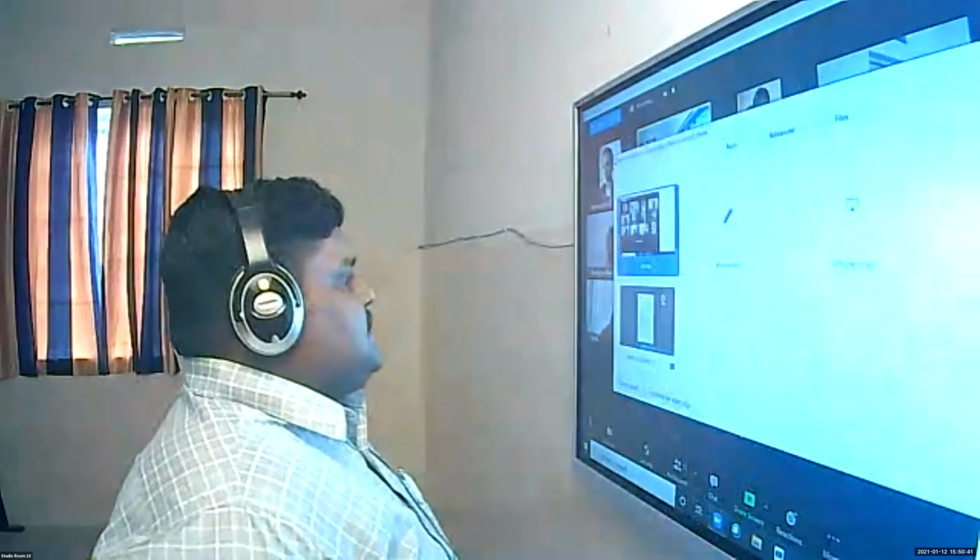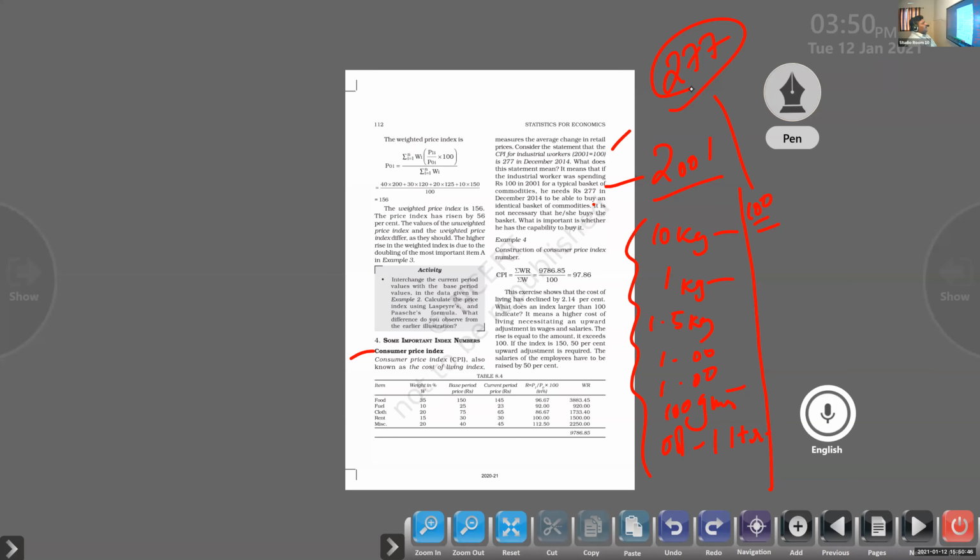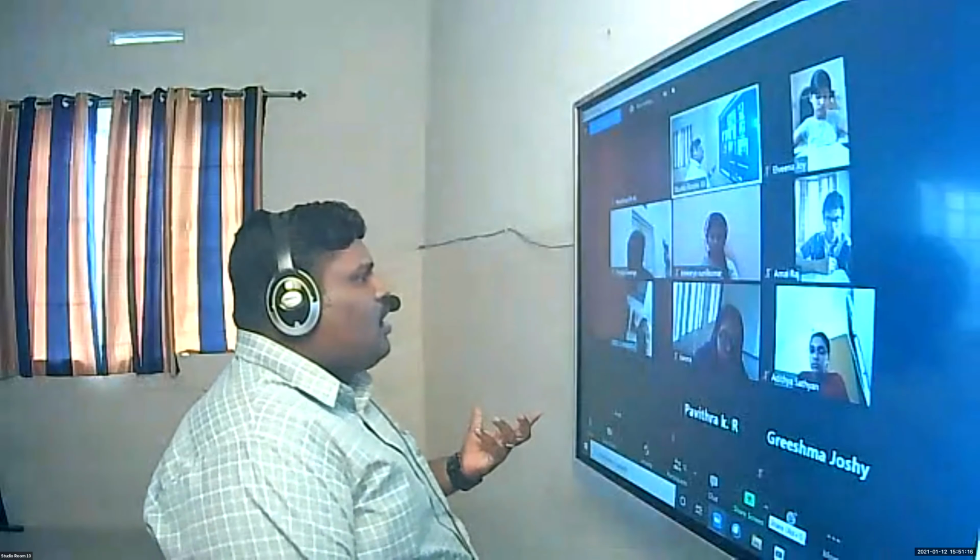In 2014, to be able to buy an identical basket of commodities, it is not necessary that he or she buys the basket. What is important is whether he has the capacity to buy it. It is not compulsory to purchase all these products. He has every right to alter the quantity. He can reduce it, right or not? He has the right to reduce the quantity, right?